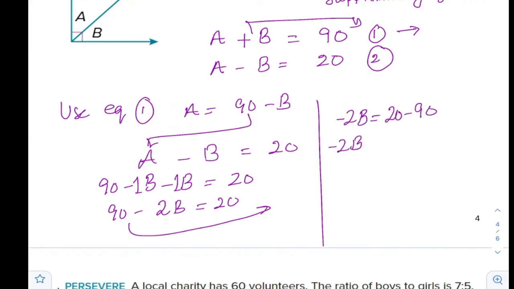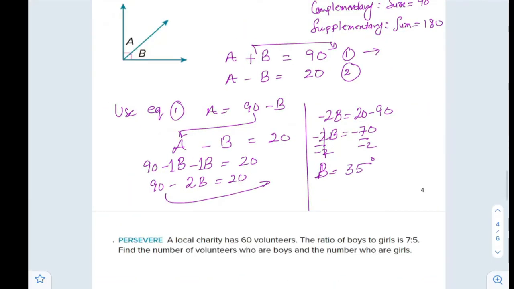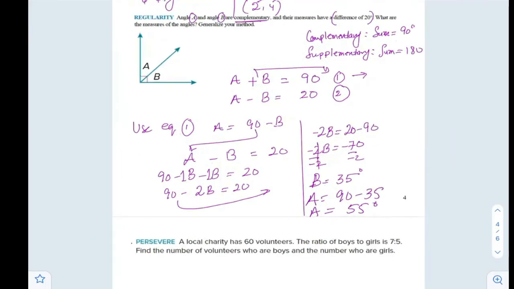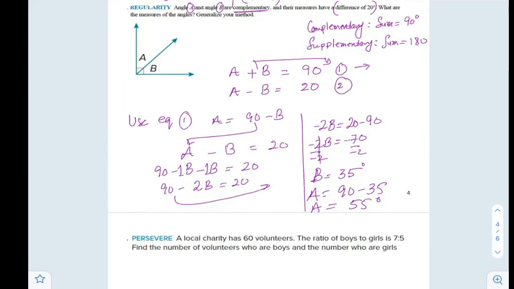So minus 2B is negative 70, divide by negative 2, so B is 35 degrees. If you know one of the angles, then angle A is 90 minus 35, which is 55 degrees. We found two angles by writing a system of equations.